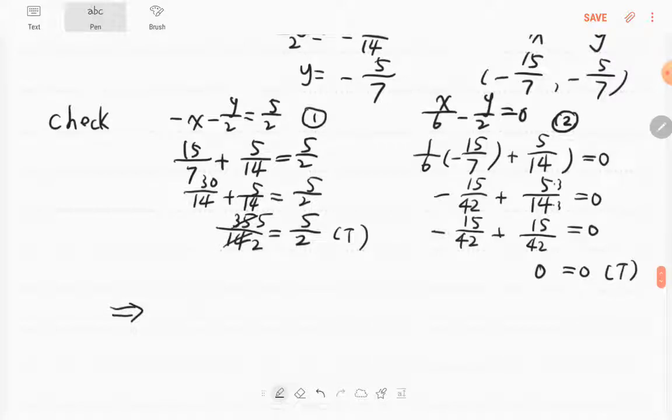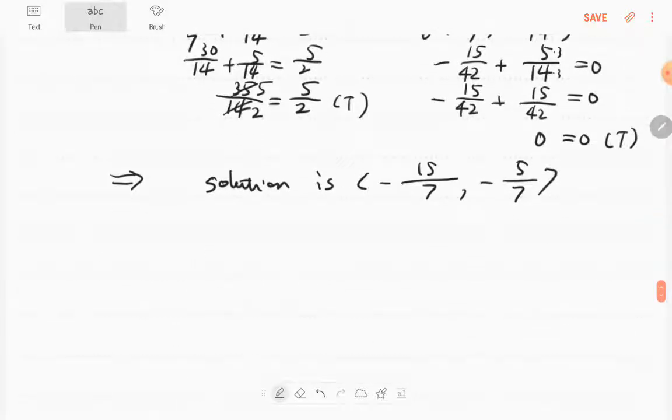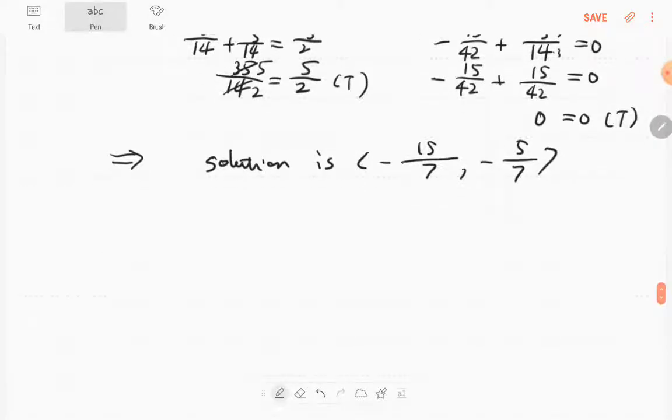Then we will conclude the solution is this ordered pair x, y. Okay, so no matter we have the whole number as our coefficient or the fraction as our coefficient of variable, we can always use the addition rule. Okay, now let's summarize the method of addition rule. Okay, so basically we will say step 1 addition rule.